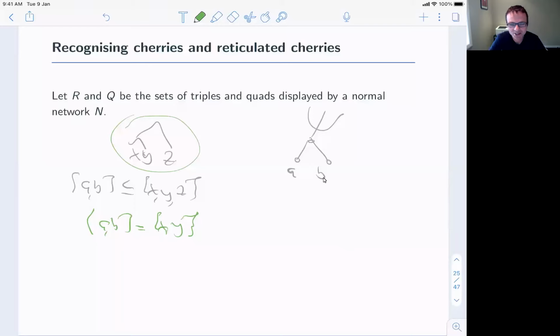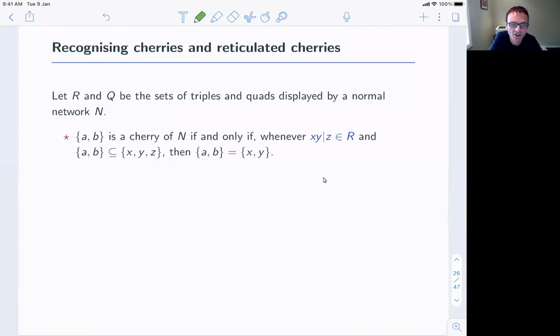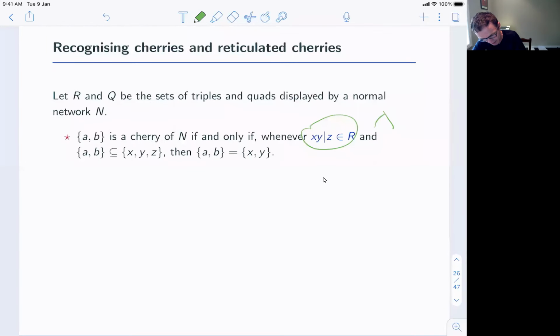So there's a character, right? That's one direction, but that's also sufficient. Having that property is sufficient to tell me AB is a cherry. So AB is a cherry of N if and only if, whenever I get a triple and AB are two of those leaves, then AB must be XY. Now that's not a surprise; there's nothing deep going on there. It's being able to recognize reticulated cherries where a lot of the work comes in.